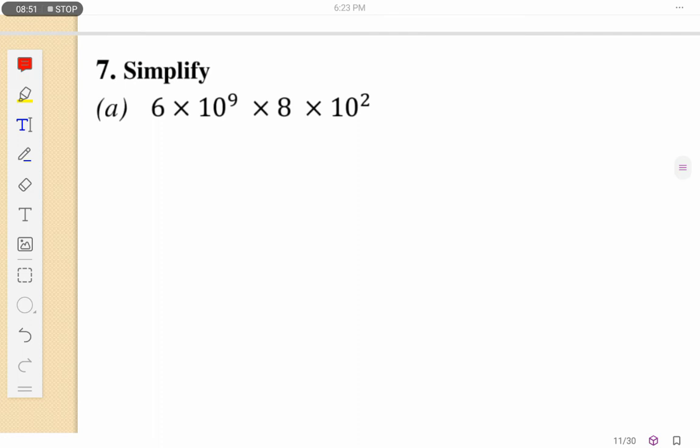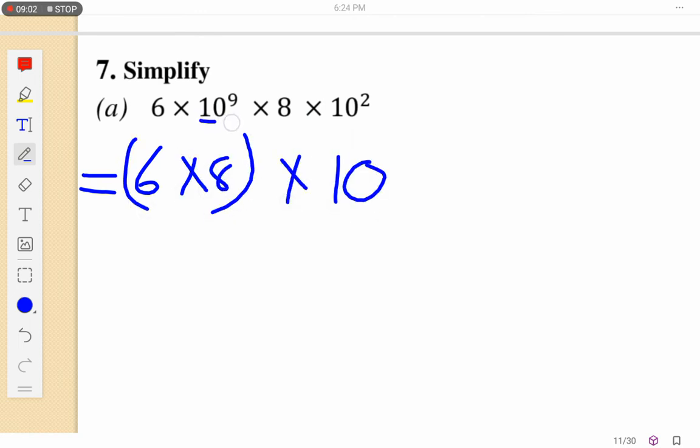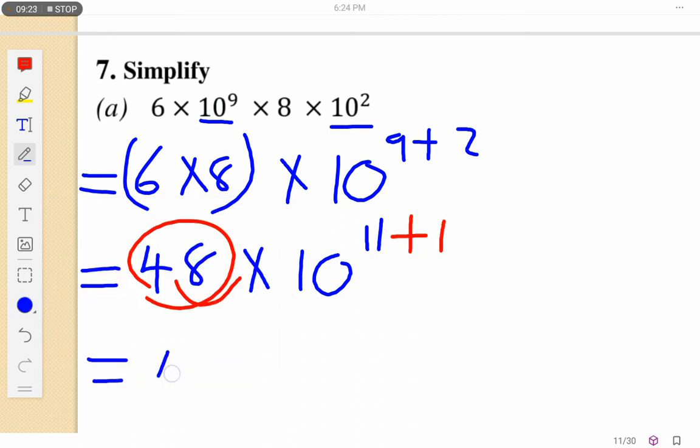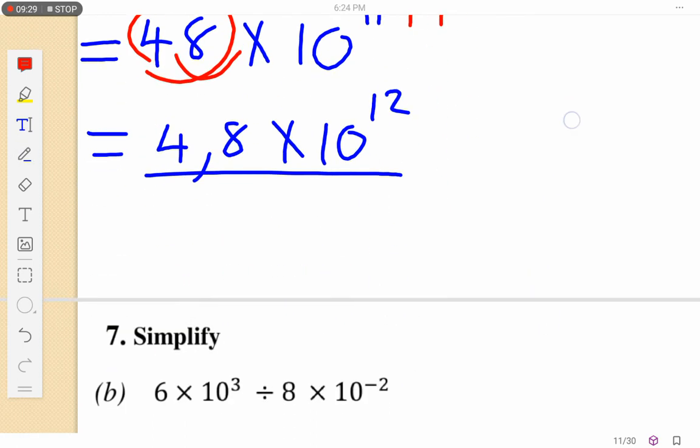Here we are now multiplying. When multiplying this one, we said we can simply say 6 times 8, then times 10 to the power of, these powers we add them. I've got 9 plus 2 because they are multiplying. Then we say 6 times 8, we get 48 times 10 to the power of 11. This 48 here is not in terms of our standard form. We have to move a comma there, so we have to say plus 1 there. So if we move there, we have 4.8 times 10 to the power of 12. That's our answer there. Let's move on to the other question.